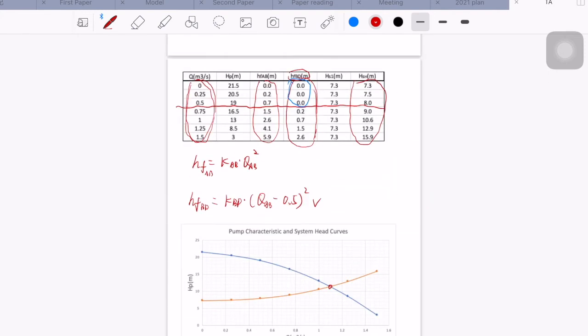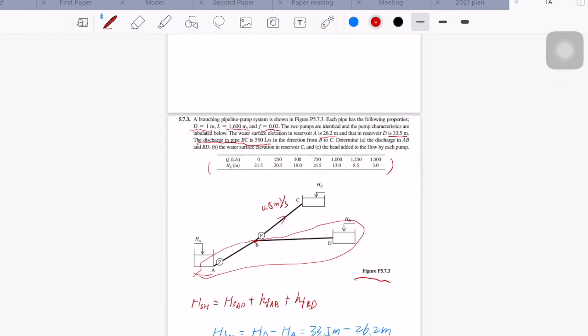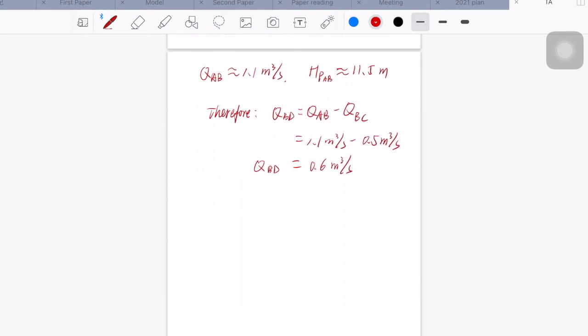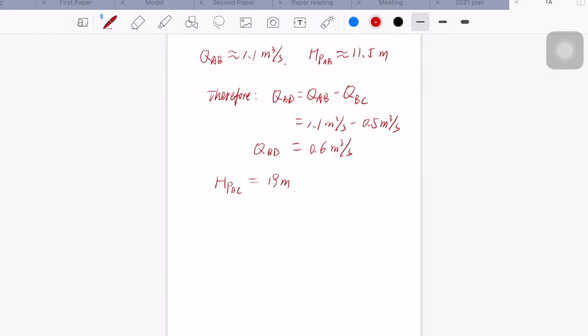And from the problem, the discharge in the pipe BC is 500 liter per second. So according to this table, we know the pump head is 90 meter. So we know the HPBC equals 90 meter. So until now, we have determined the discharge in AB and BD.